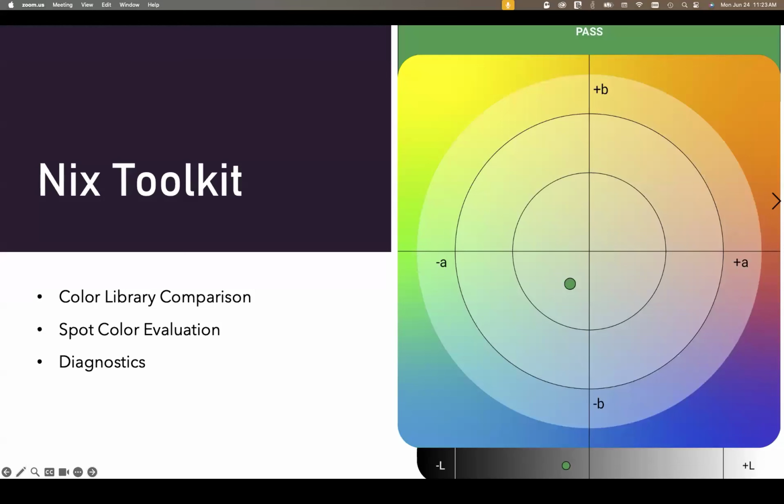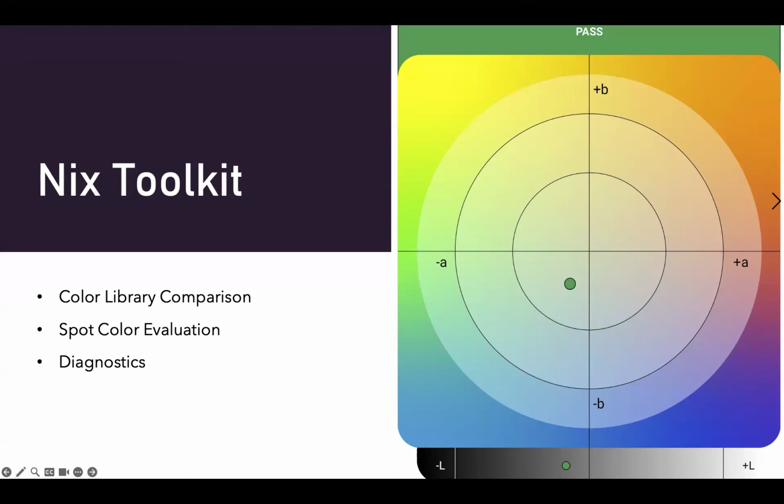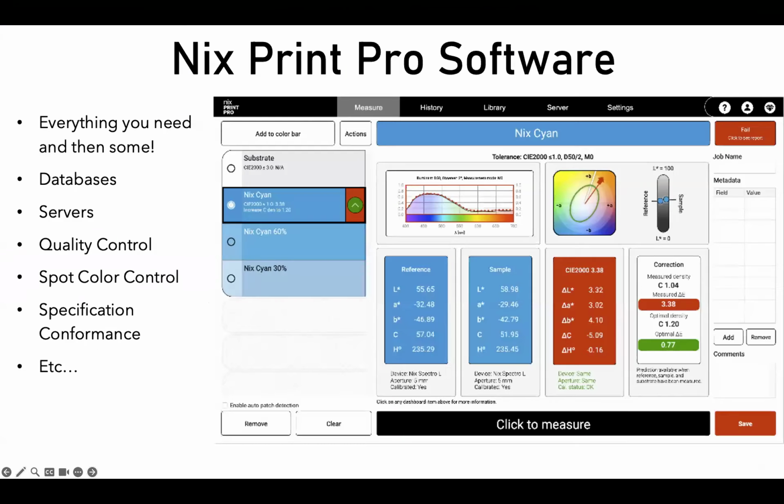All right. So the next application we want to talk about is the Nix Print Pro software. The Nix Print Pro software is quite a bit more advanced option than what we were showing you with Nix Toolkit. Let me just make sure I get my instrument disconnected from Nix Toolkit, because if I don't do that, we're going to have a problem. All right, so that's disconnected. It's a much more advanced piece of software. It's got databases, there's servers you can connect to, it's got quality control applications built in, spot color control, specification conformance, whatever you need, it's probably in this particular application.